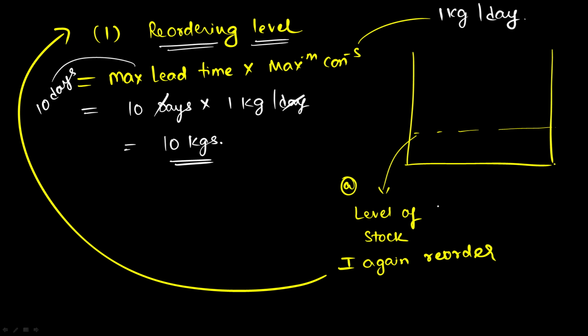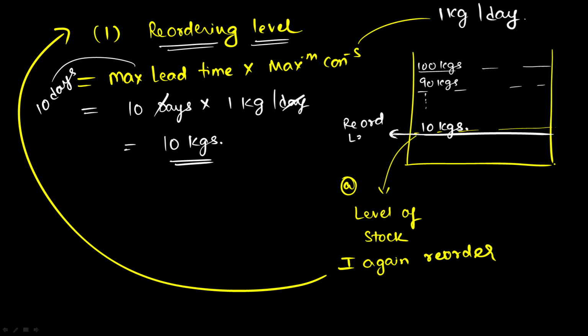So what was my stock in kgs? 100 kgs. Then it became 90 kgs. Then 50, 60. One day it became 10 kg. Now what to do? You will have to reorder again. What is this 10 kgs? Can you tell me? It is the reordering level. The level at which you will again have to make a telephone call. You are telephoning your creditors.